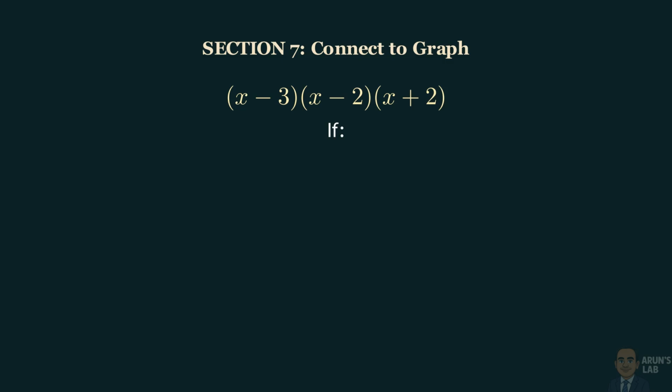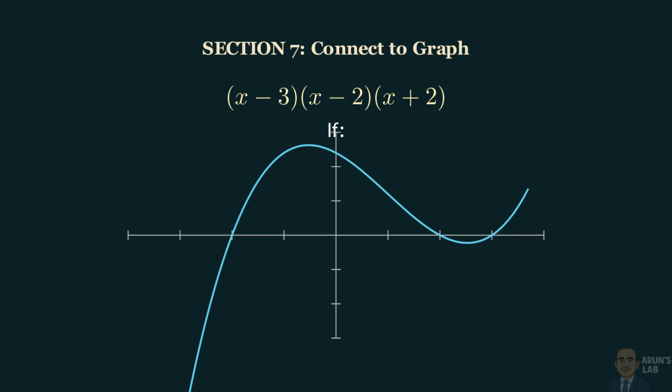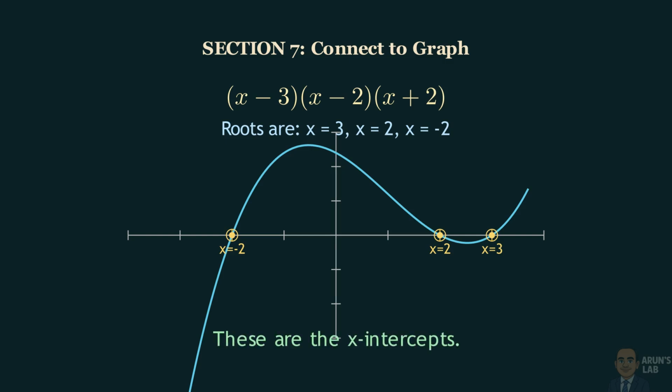See the example (x - 3)(x - 2)(x + 2). This is the factored form of a polynomial. The roots are x = 3, x = 2, and x = -2. At these 3 points, the graph crosses the x-axis. So these are the x-intercepts. So this is why factoring is powerful.